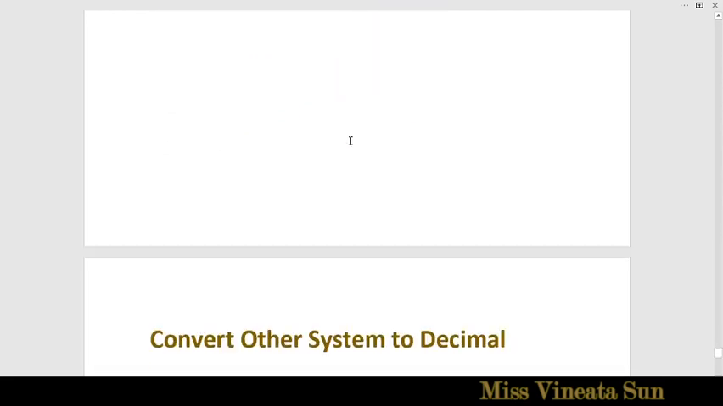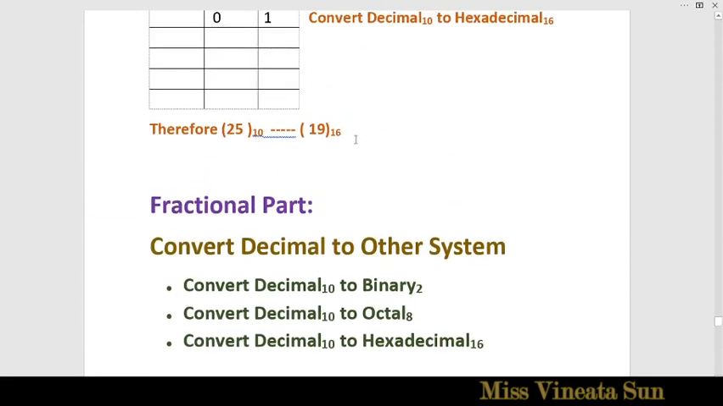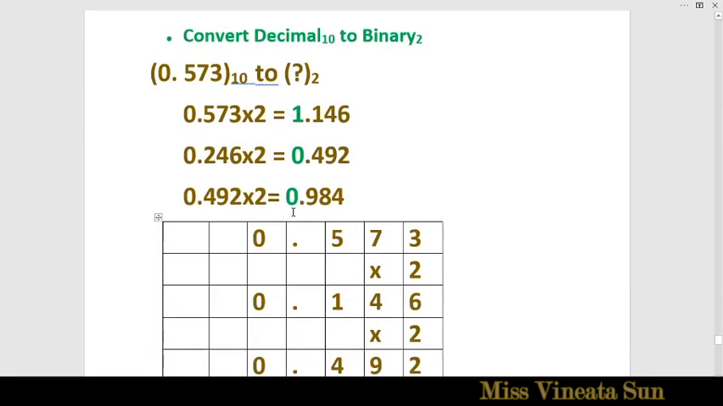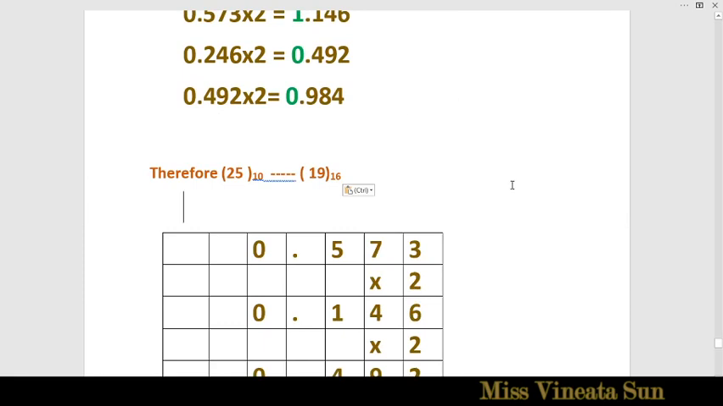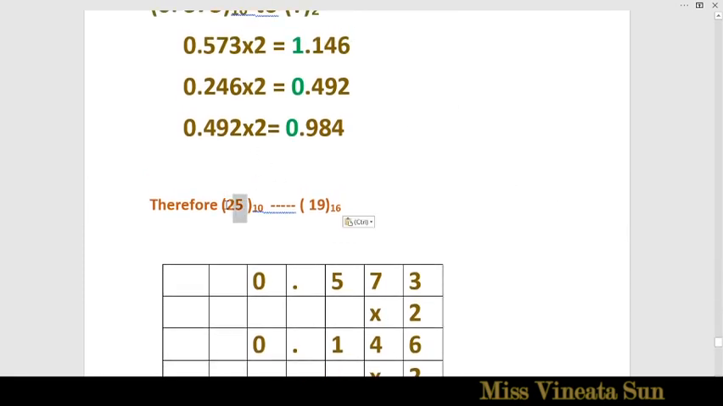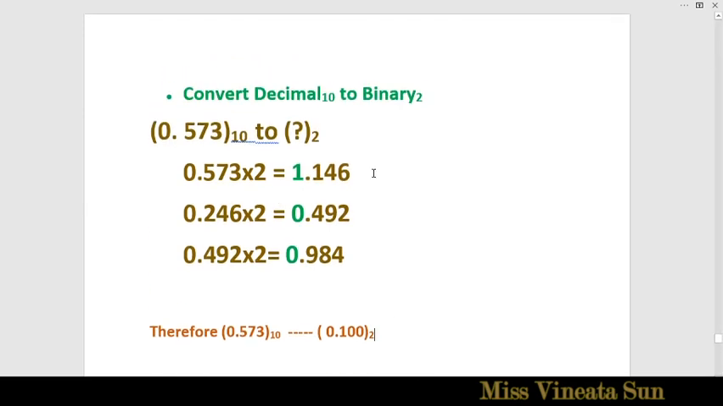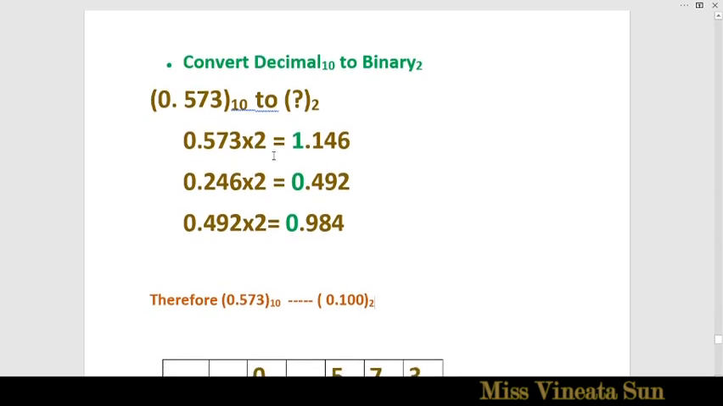So when you write the answer for this, you are going to write in this way again. So as I've said, that's a rough work. So you'll say therefore 0.573, which is a decimal, is equal to 0.100, which is a binary. Okay, because we are multiplying by 2. So this is how we convert the fractional part from decimal to other system.